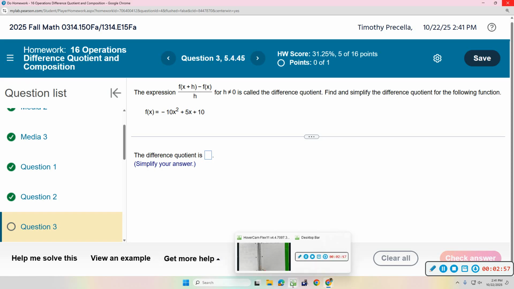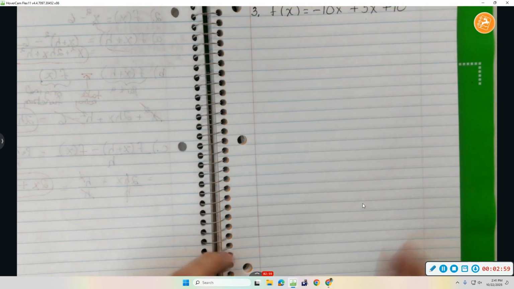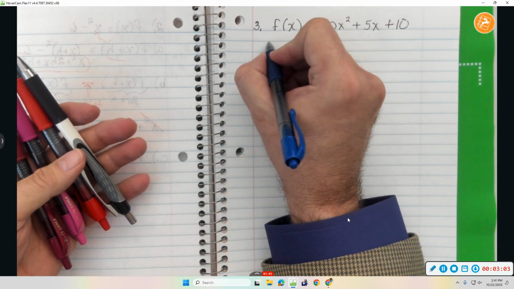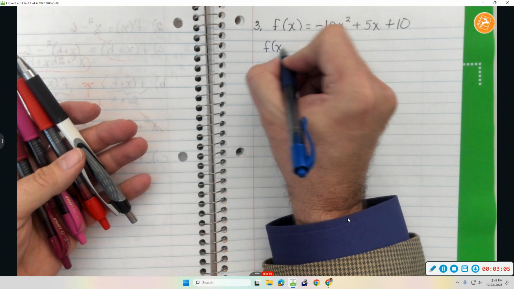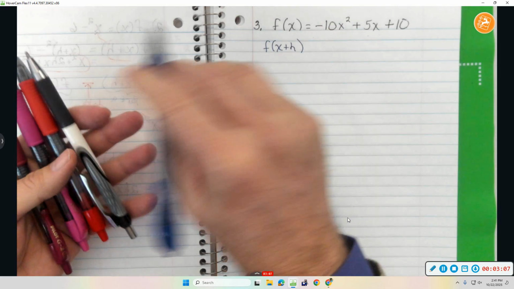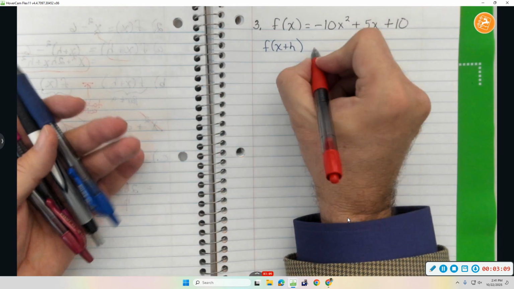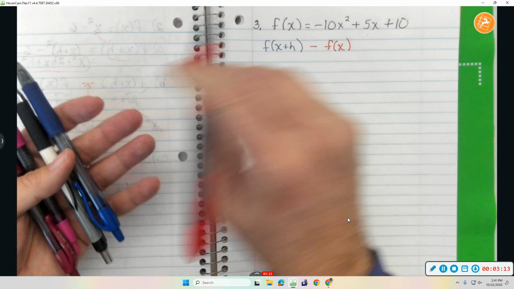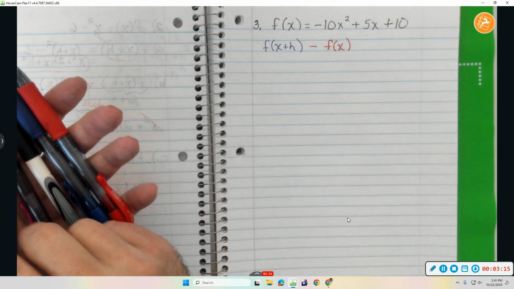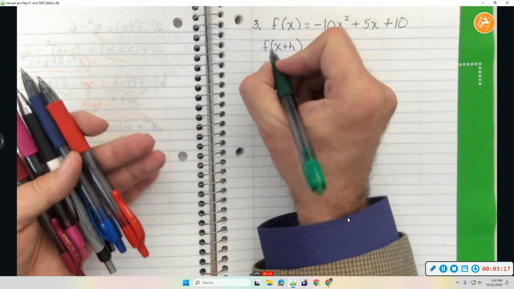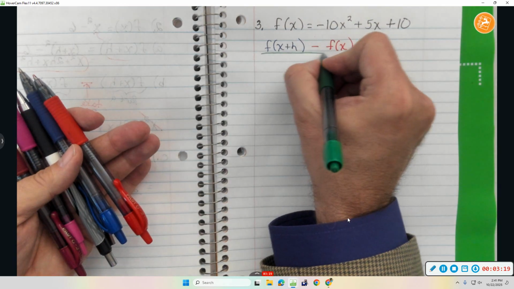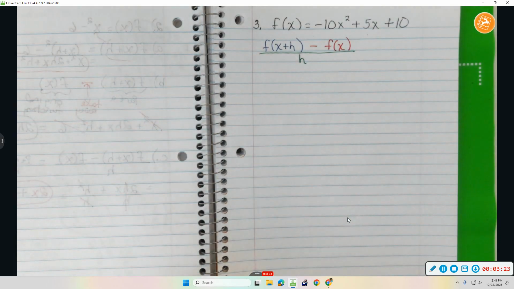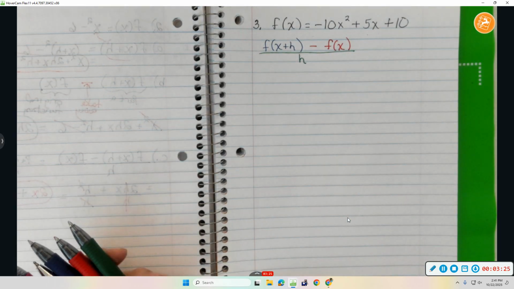Okay. And I'm going to color code. It says to find f of x plus h. Sometimes students ask, do we have to memorize? No, the instructions will tell you what the difference quotient is each time. The instructions on the test will be just like the instructions here in the homework. F of x plus h minus f of x all over h.